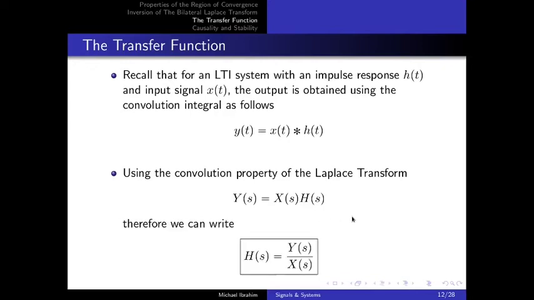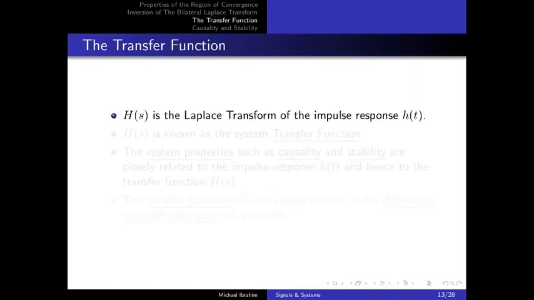So we can find H(s) as Y(s) over X(s). We can get the system transfer function by dividing the Laplace transform of the output signal over the Laplace transform of the input signal, Y(s) over X(s). H(s) is the Laplace transform of the impulse response h of t. H(s) is known as the system transfer function.